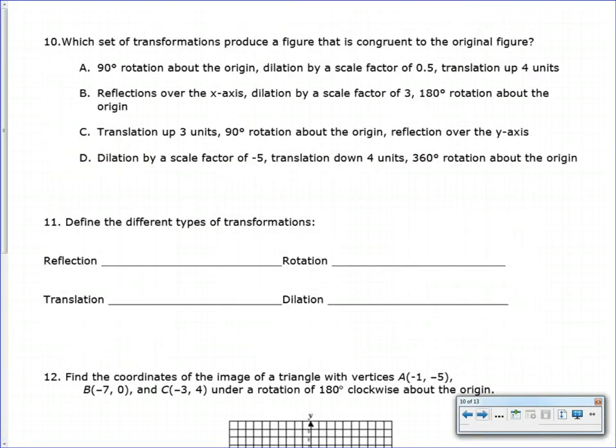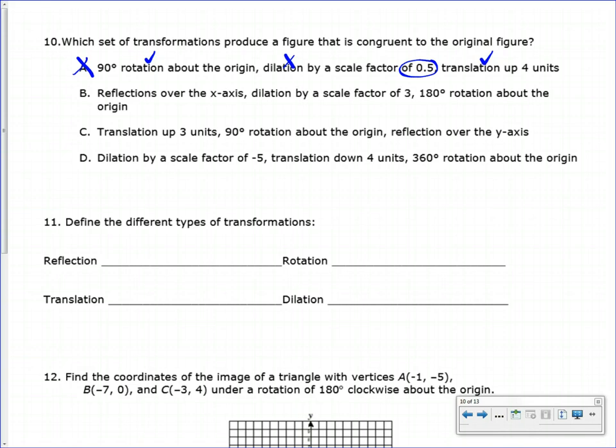Okay. Which set of transformations produce a figure that is congruent to the original figure? So now we're looking at our transformations and which ones are congruent. So if I rotate an image, that does not change the size, so rotations are congruent. If I dilate an image by a scale factor of 0.5, I know that my image is going to become half of its original size. Well, if one image is half of the other, that is not congruent. A translation, that's a slide, that's going to be congruent. Because one of these is not congruent, letter A is not one of your answers.